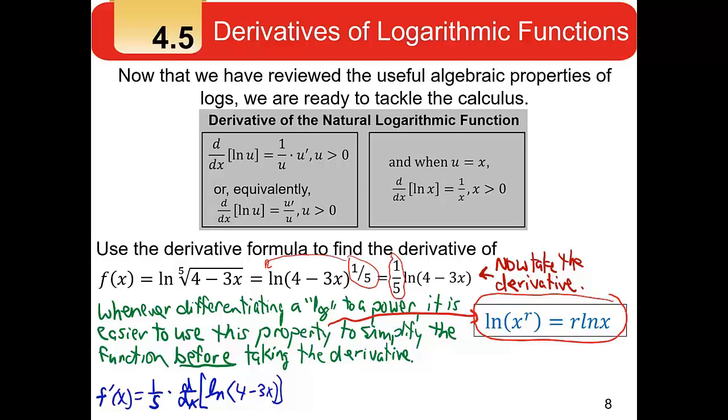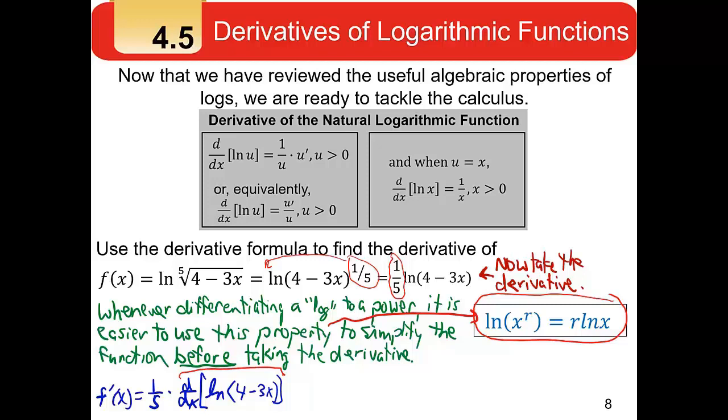You can just write the constant down and multiply by the derivative of the function. So by far the easiest way to think about this is just write the 1/5 down and multiply by the derivative of the function of x, which is a natural logarithm. So we just write the 1/5 down and concentrate on taking the derivative of the rest.